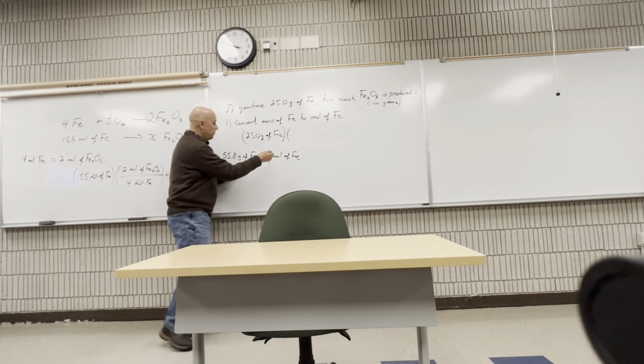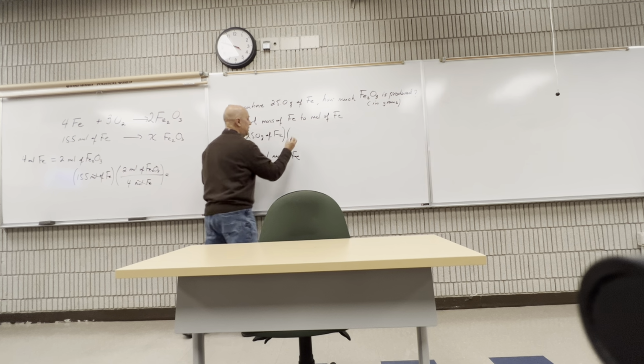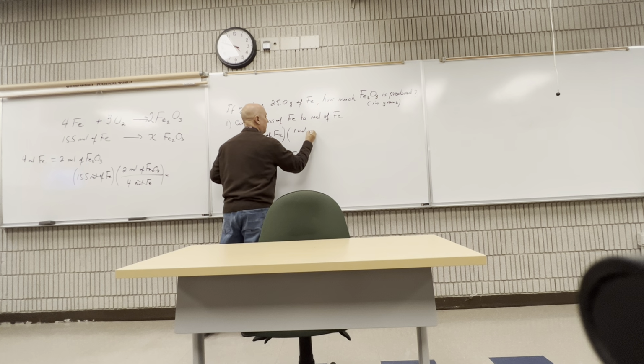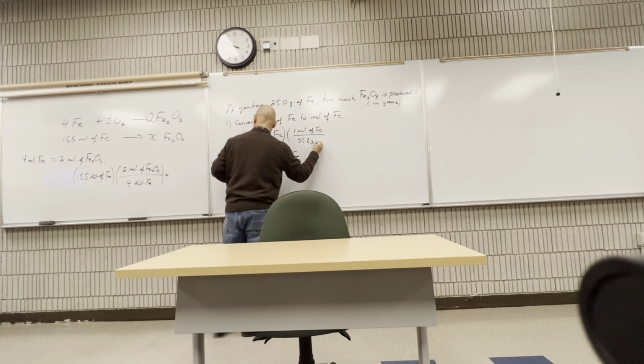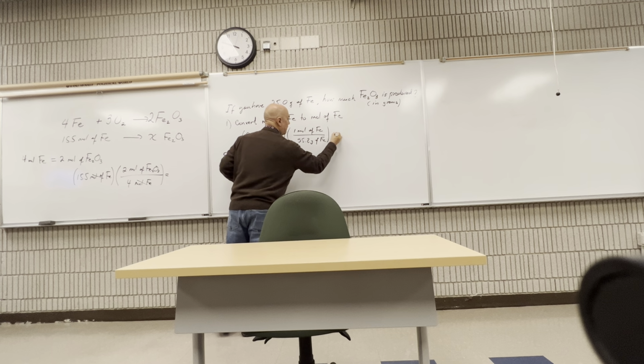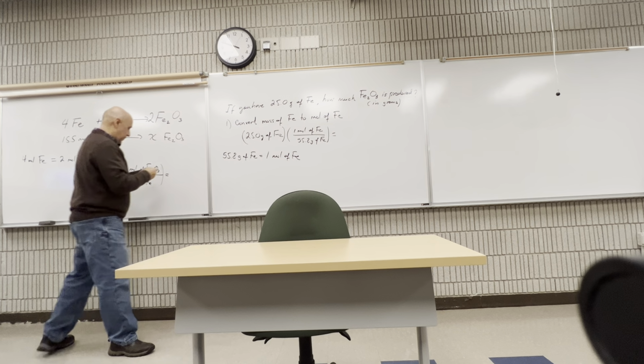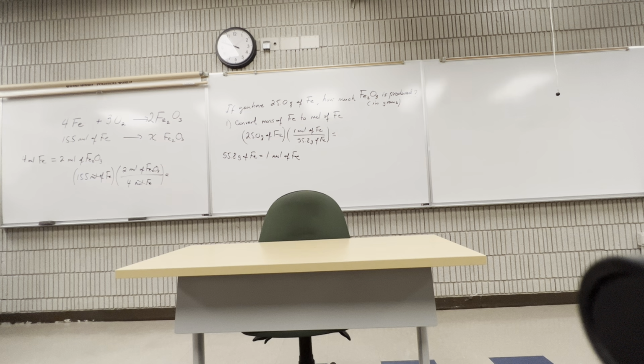Now I know that I need to put this on top and that on bottom. So it's 1 mole of iron is equivalent to 55.8 grams of iron. And if I carry out that operation, I get the answer. I did bring my calculator this time. I hate to be searching through the internet. So if you have yours, please verify my calculation.